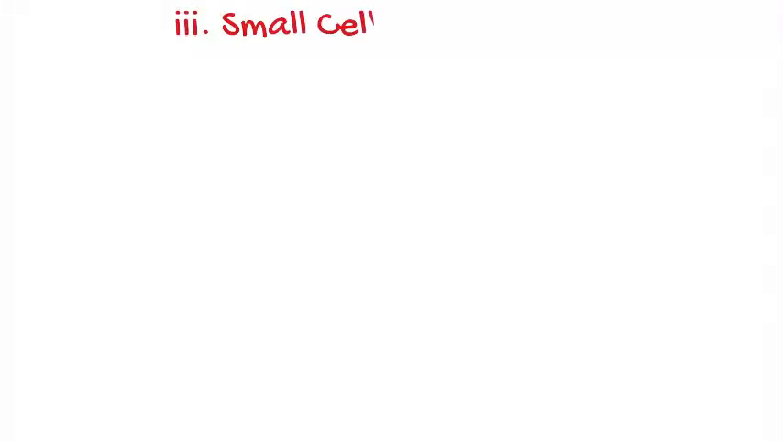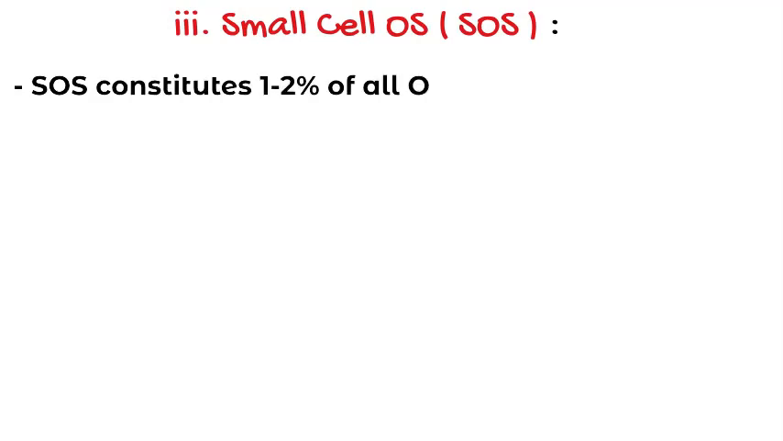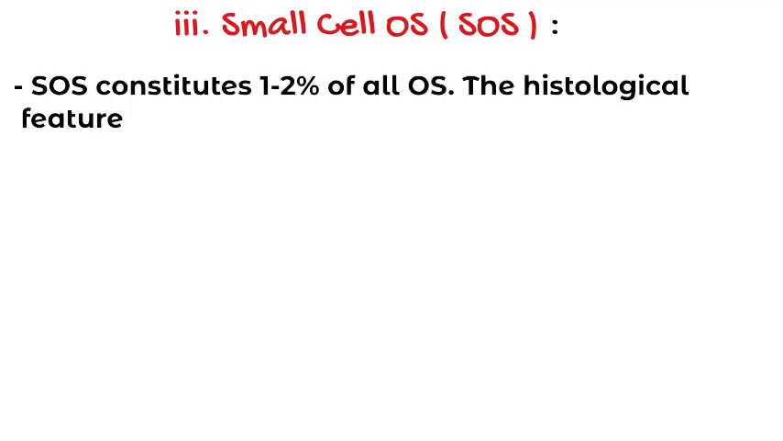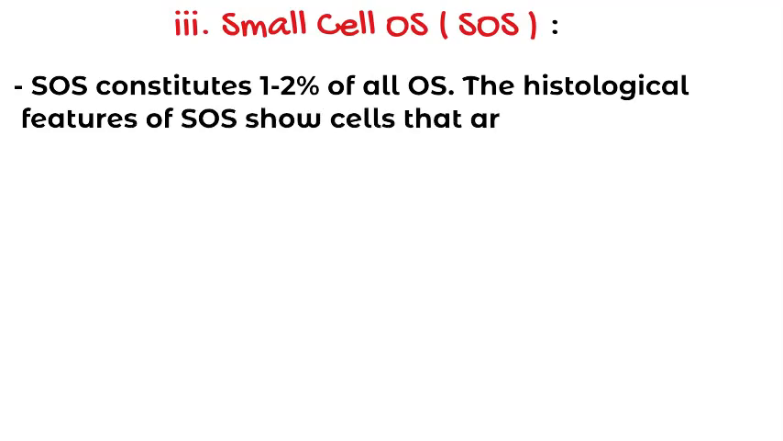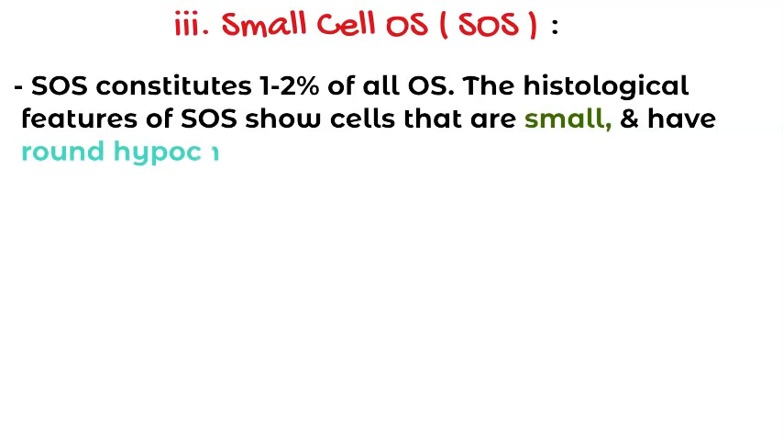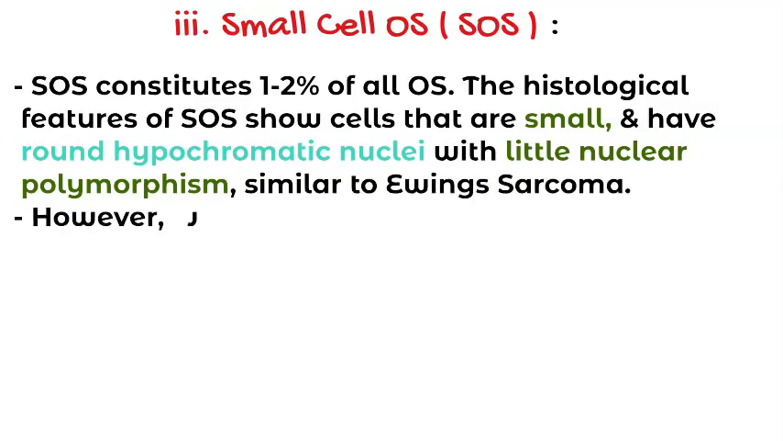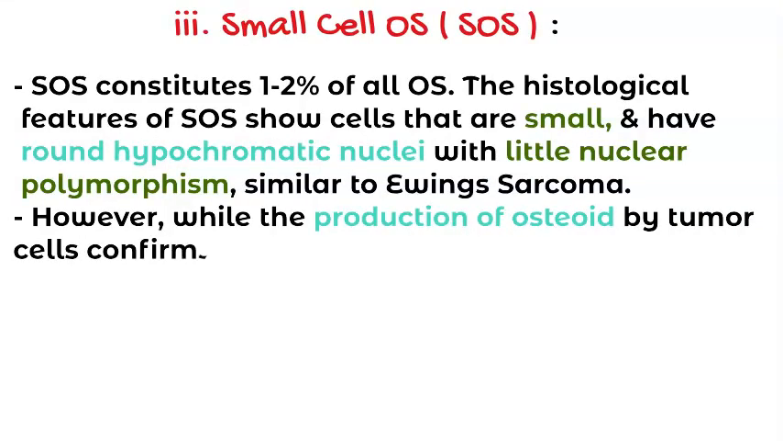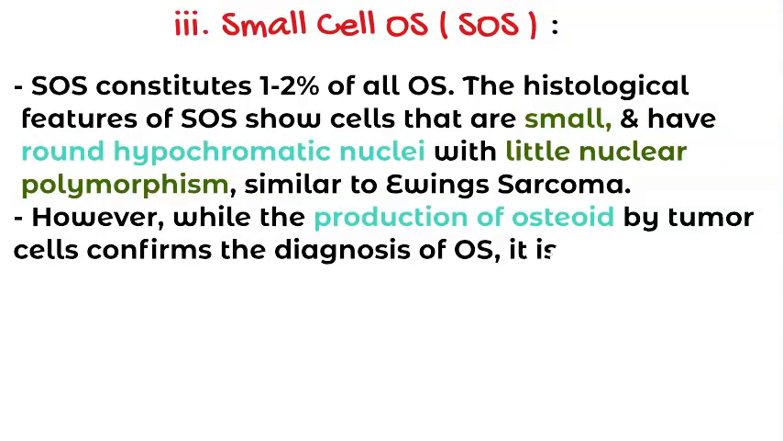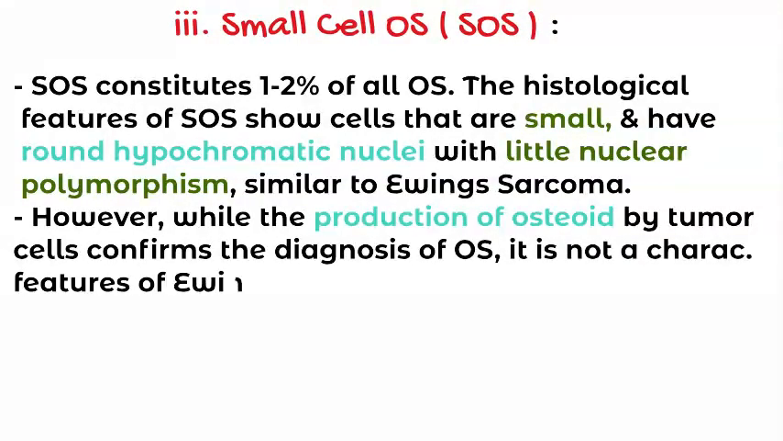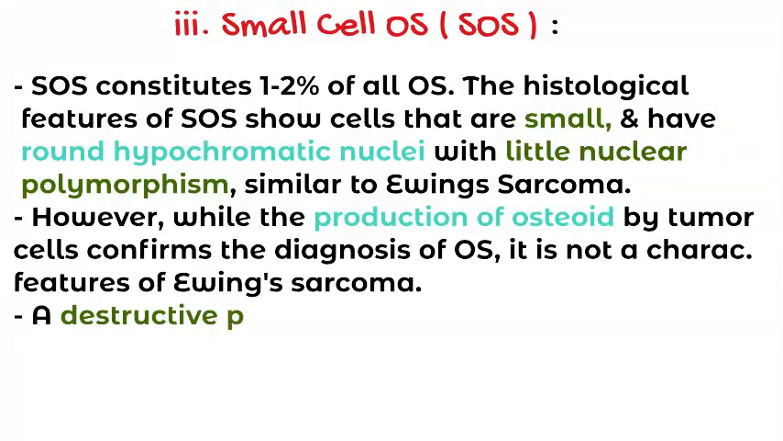Number 3, small cell osteosarcoma, SOS. SOS constitutes 1 to 2% of all osteosarcoma. The histological features of SOS show cells that are small and have round hypochromatic nuclei with little nuclear polymorphism, similar to Ewing sarcoma. However, while the production of osteoid by tumor cells confirms the diagnosis of osteosarcoma, it is not a characteristic feature of Ewing sarcoma.